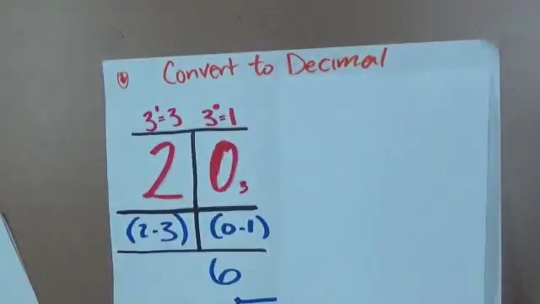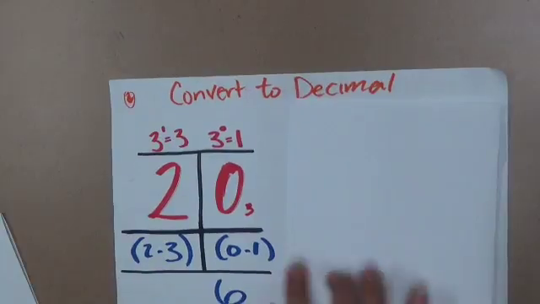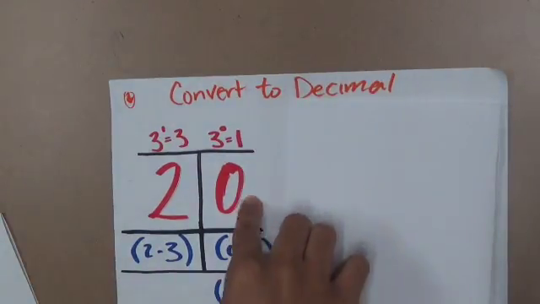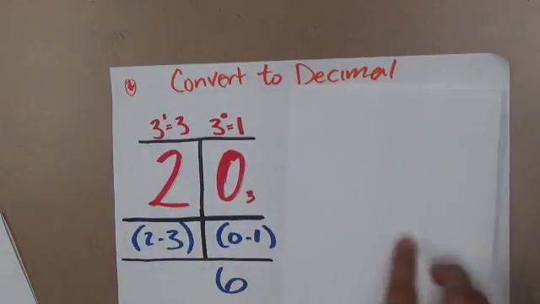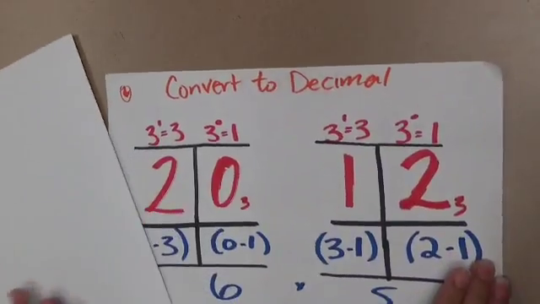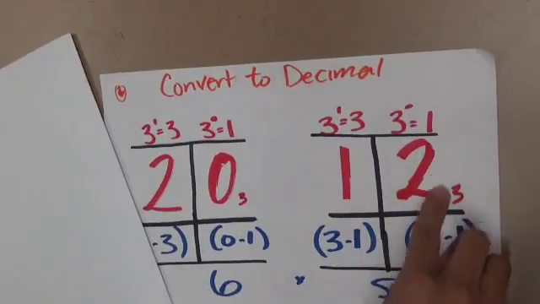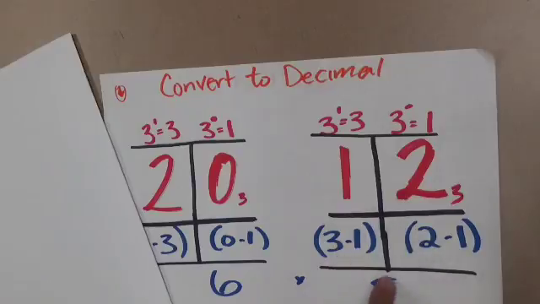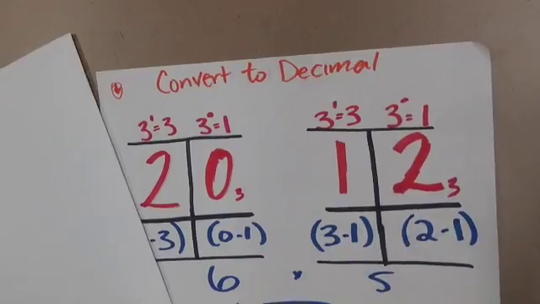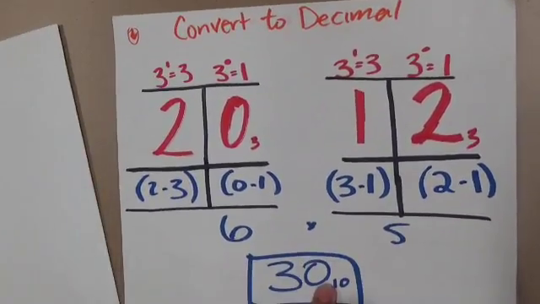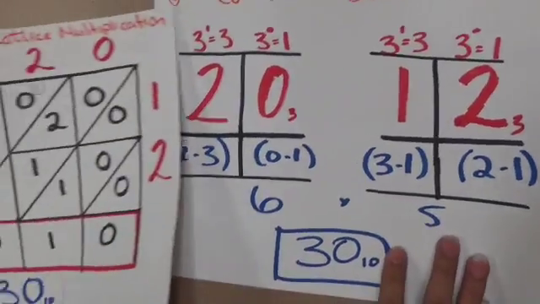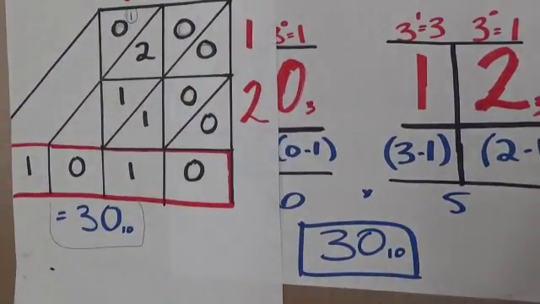If we were to convert each one by itself, we're going to multiply by its base, so it will be 6. Move on here, multiply by its base, and we get 5, because it's 3 plus 2, 5, and you multiply and you get the same thing as you would get in the first one.